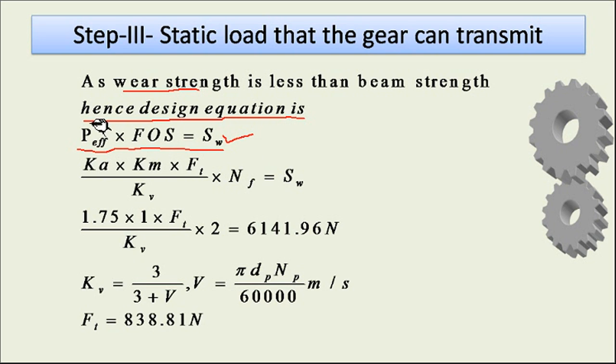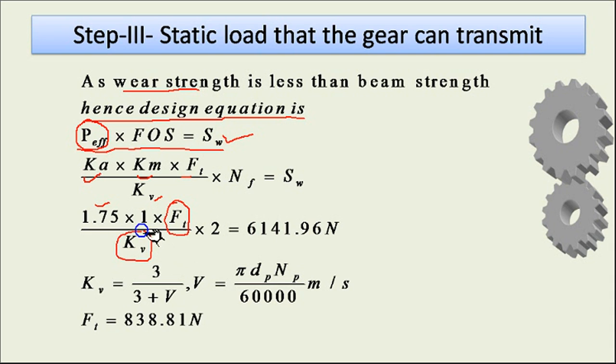This effective force we are going to calculate by using the approximate method using velocity factor. In that case it is given by Ka into Km into Ft divided by Kv. This is nothing but the application factor, load distribution factor, this is tangential force, and this is velocity factor. This is multiplied by factor of safety equal to wear strength. So we simply put in those values which are available to us in the statement. After putting these values, you will observe that two unknowns are still there, Ft and Kv.